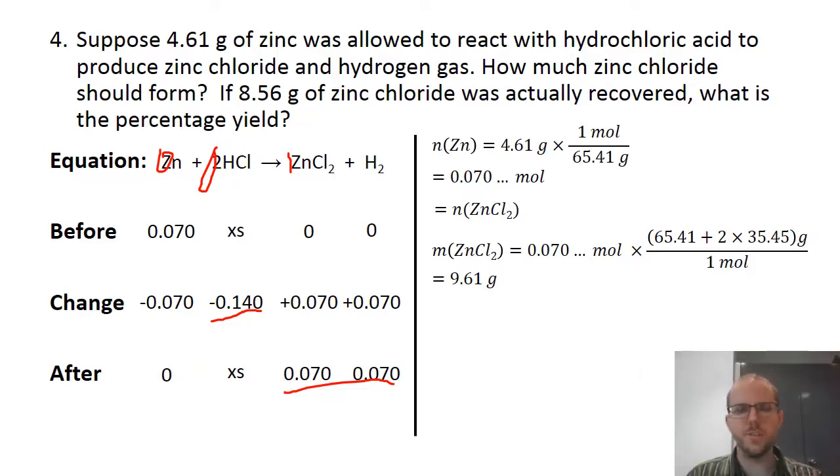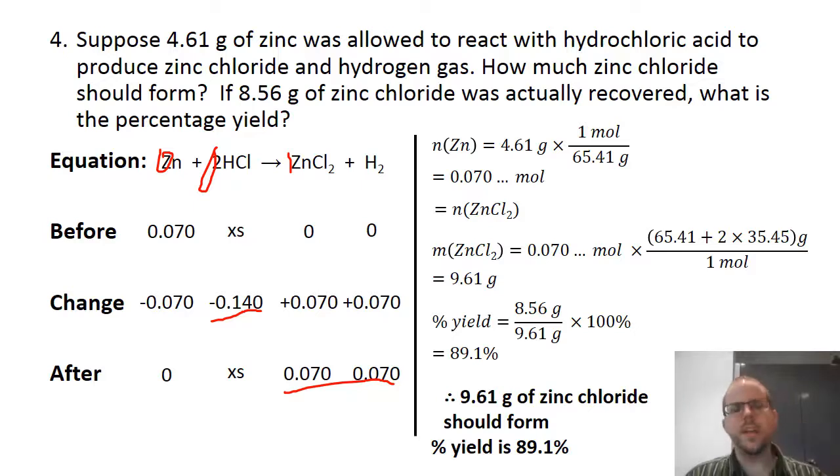So I get a mass of 9.61 grams of zinc chloride. That addresses the first aspect of the question. But then I'm asked, if 8.56 grams of zinc chloride was actually recovered, what is the percentage yield? To calculate the percentage yield, I'm doing 8.56 grams divided by that theoretical yield of 9.61 times 100 to get 89.1 to 3 significant figures.